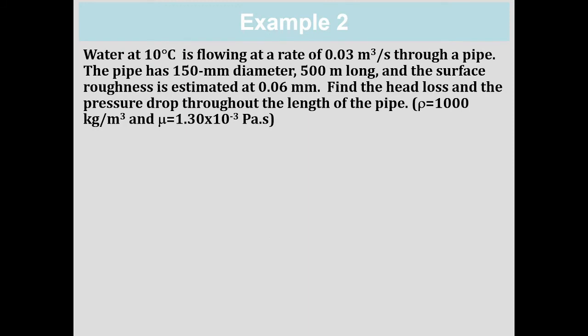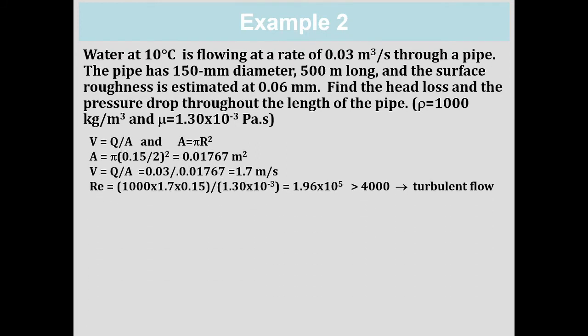Okay, another example. Water at 10 degrees Celsius is flowing at a rate of 0.03 meter cube per second in a pipe. The pipe has a 150 millimeter diameter, is 500 meter long, and the surface roughness is estimated at 0.06 millimeter. So you are given the surface roughness, 0.06. Find the head loss and the pressure drop throughout the length of the pipe. You are given density 1000 kilogram per meter cube and mu is 1.3 times 10 to the power of negative 3. First you need to calculate the velocity.